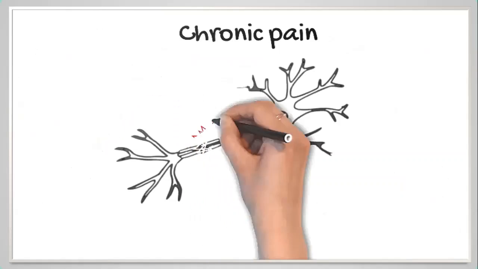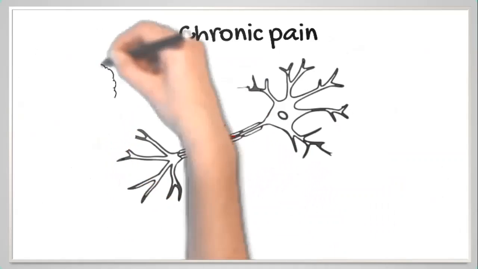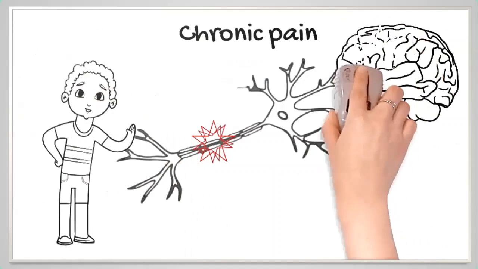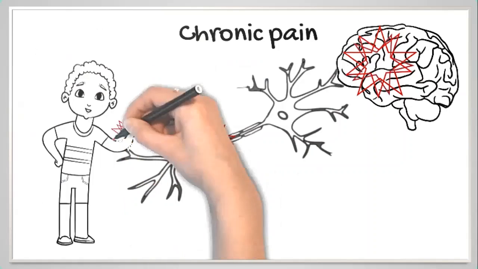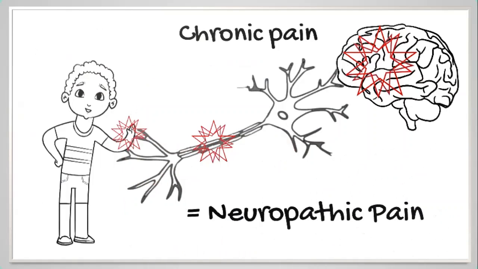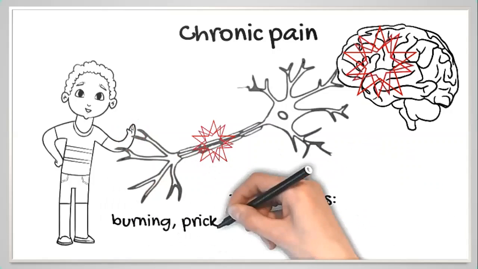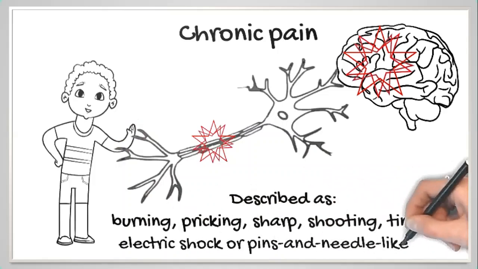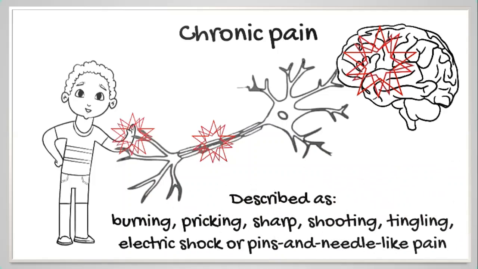Sometimes chronic pain can happen because the nerve carrying the pain message is pinched or damaged. The pain is still experienced as pain in the tissues, for instance, in the hand, but the actual damage is in the nerves itself, and this is called neuropathic pain. Neuropathic pain is typically described as a burning, pricking, sharp, shooting, tingling, electric shock or pins and needles like pain.